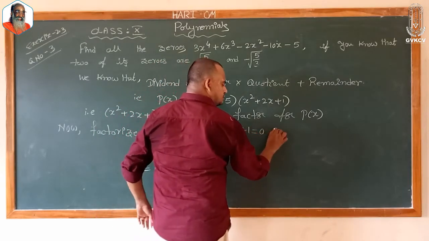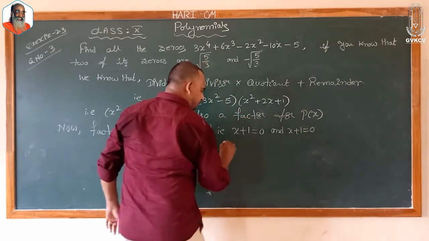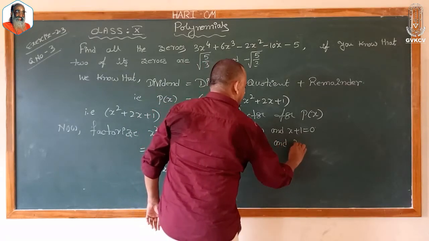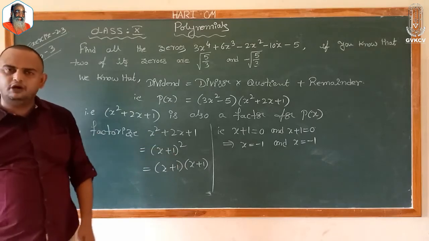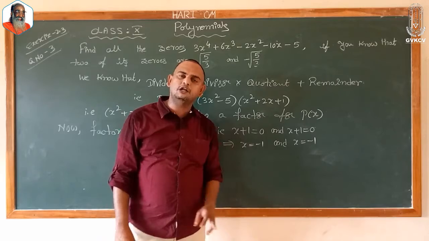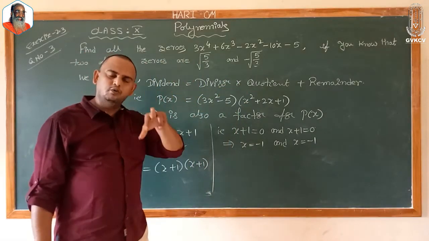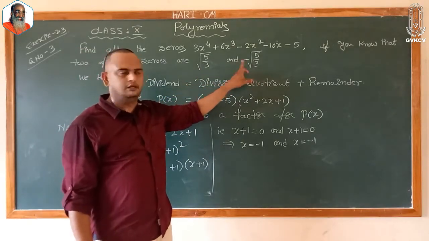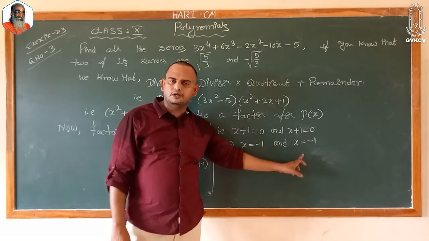That is, x plus 1 is equal to 0 and x plus 1 is equal to 0. That implies x is equal to minus 1 and x is equal to minus 1. Now what are the values of x? We have minus 1 and minus 1. These minus 1 and minus 1 are nothing but what? Zeros of a polynomial. Already we know two zeros. What are they? Plus root 5 by 3, minus root 5 by 3. These are the two zeros. Another two zeros we have: minus 1 and minus 1.